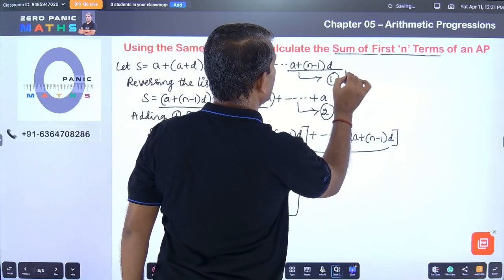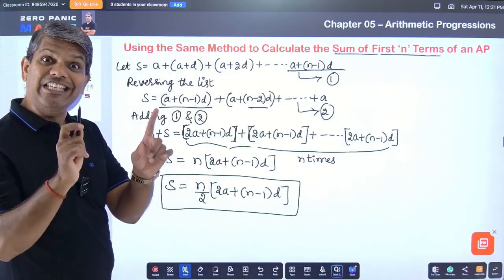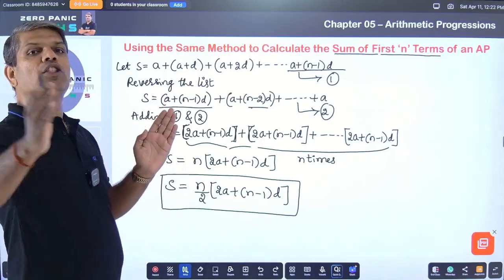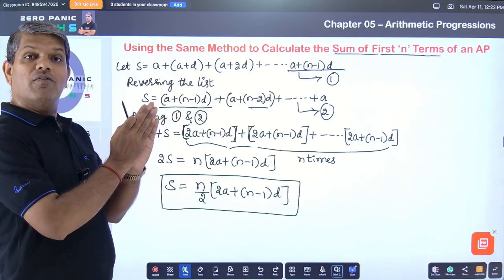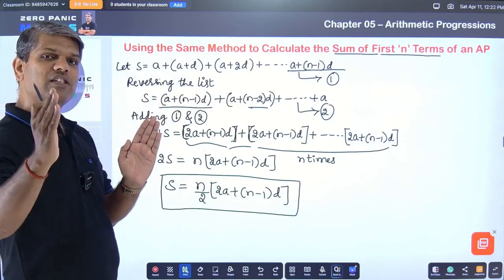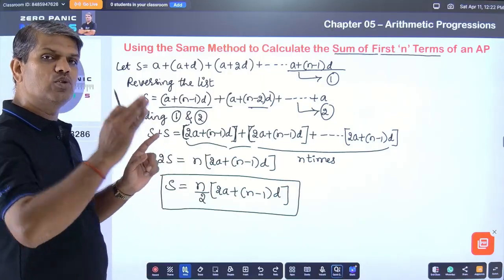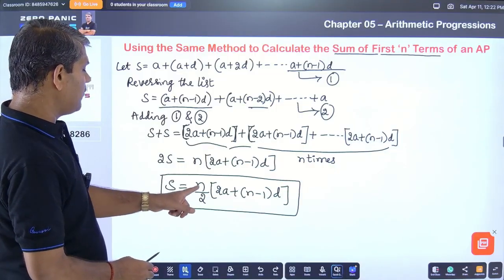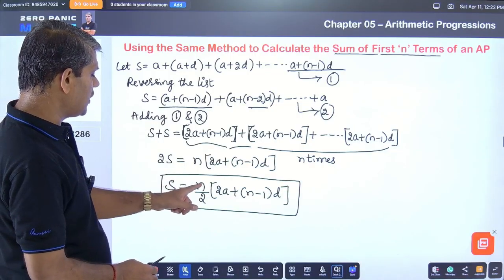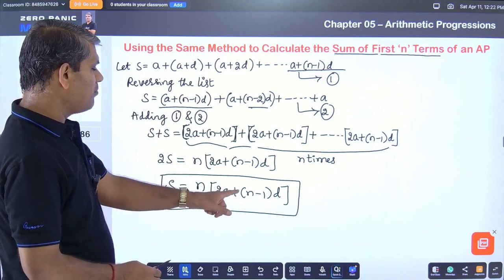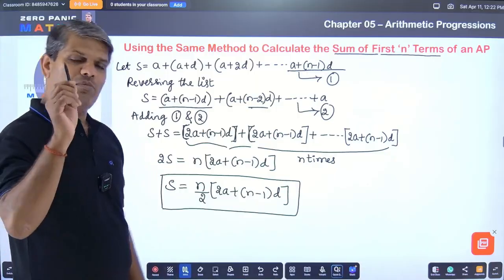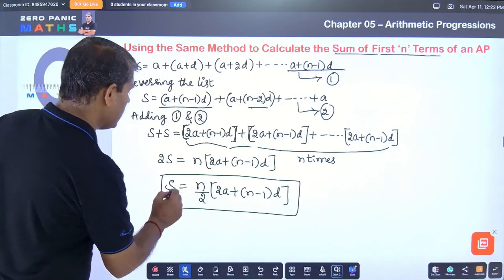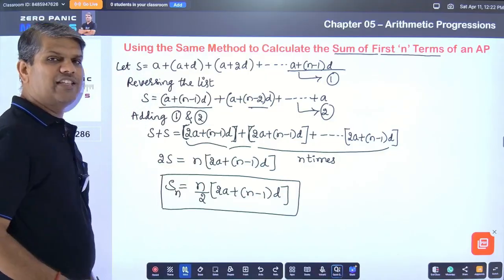What is that? a plus n minus 1 into d. That is the value of the nth term. This is the sum of all those n terms, from the first term to the nth term. If you want the sum to be found, the formula used is S is equal to n by 2 into 2a plus n minus 1 into d. Remember this formula.